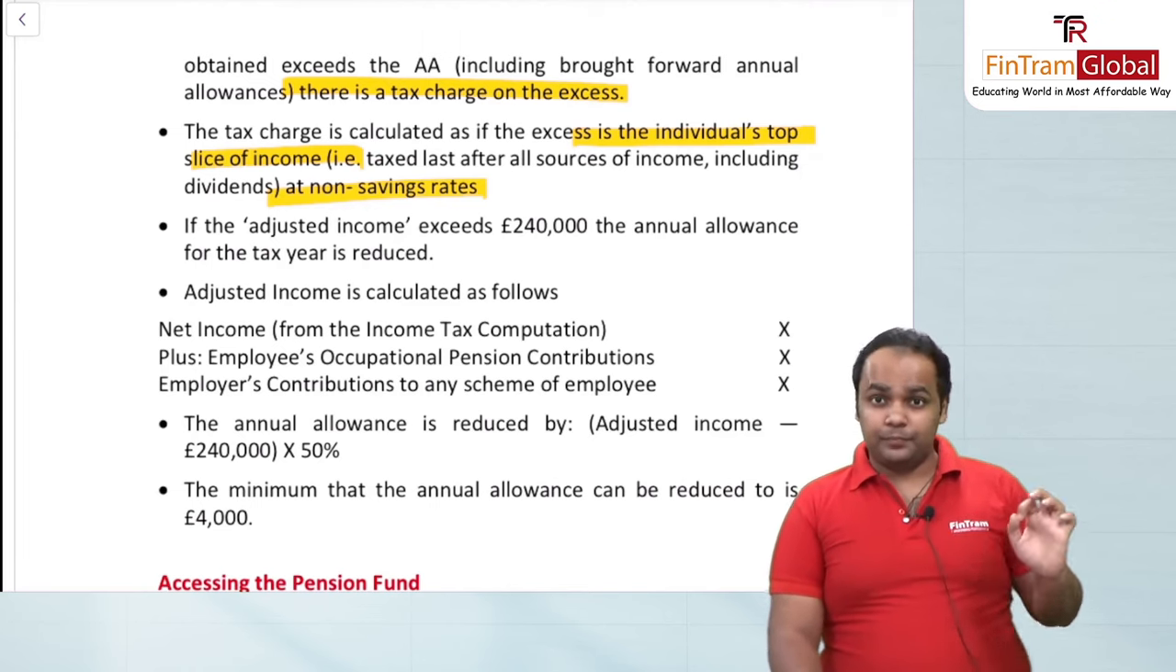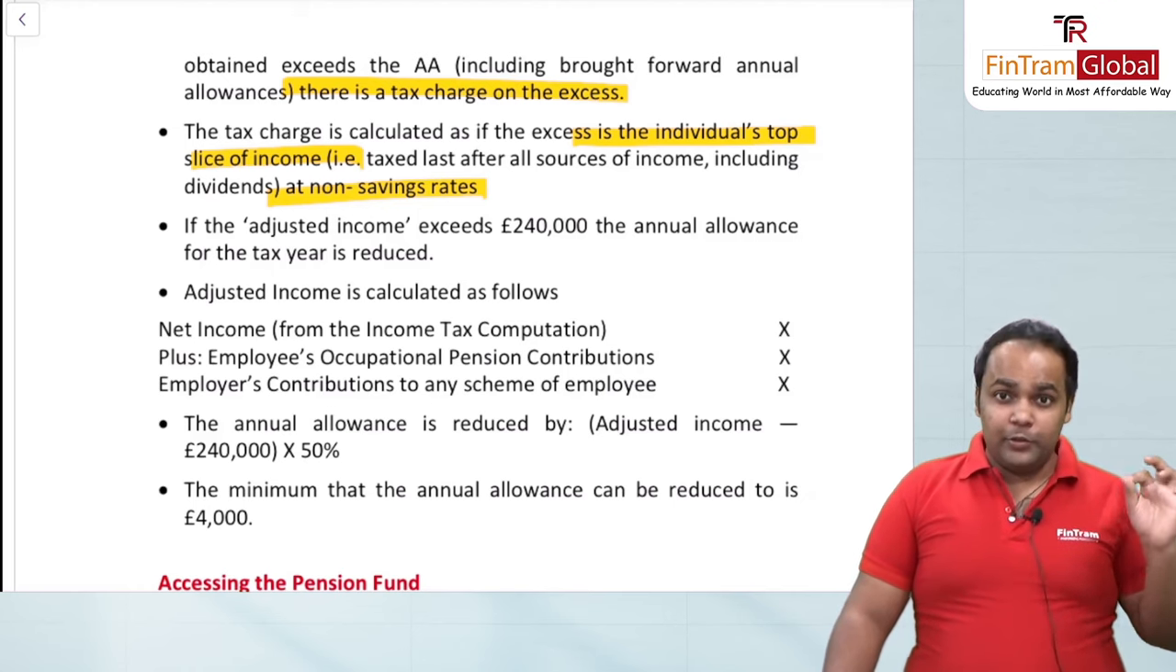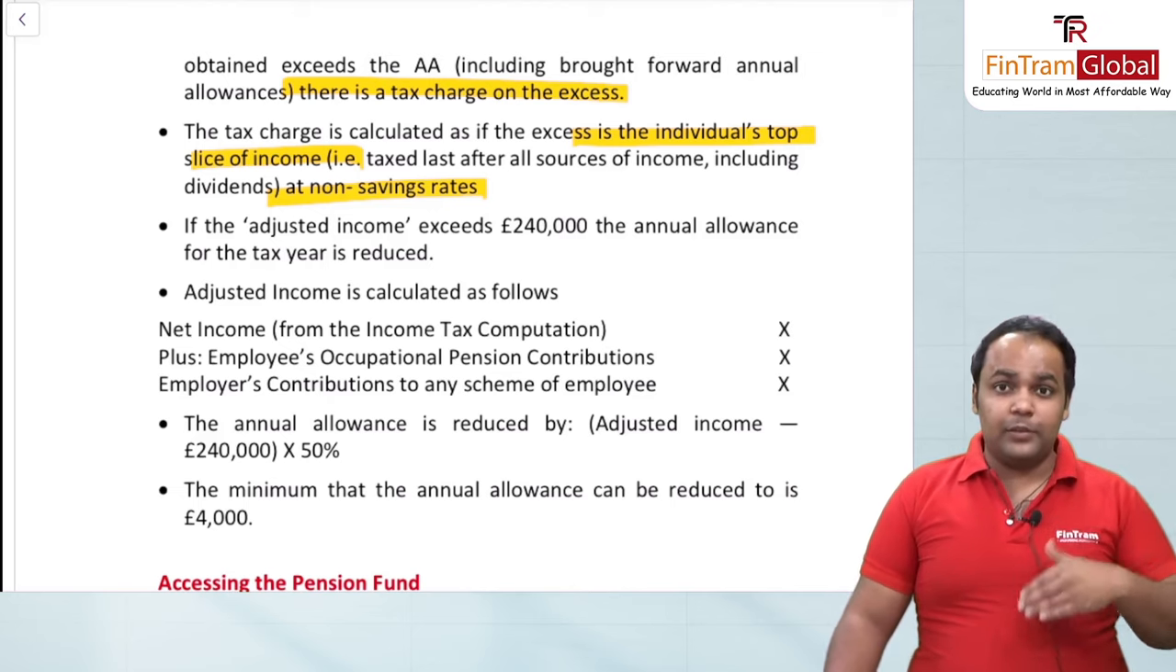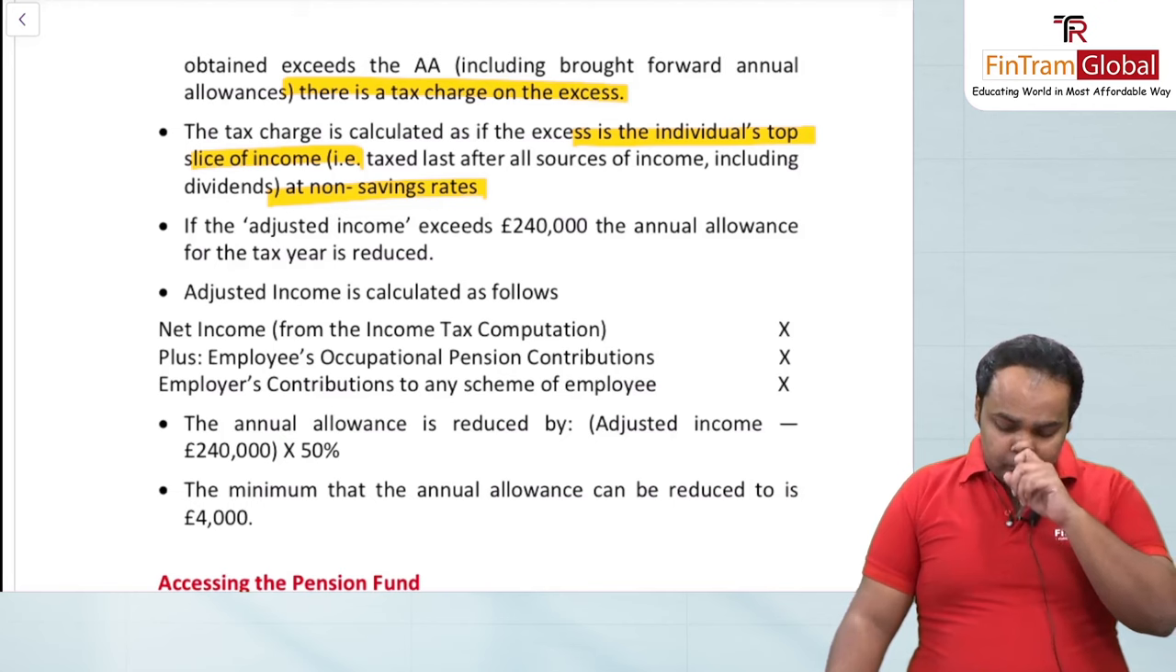Remember again, all of this may be part of a consolidated question. So you need to calculate the savings rate for all other aspects first before coming to the added liability for pension. All of these things will have to be calculated.